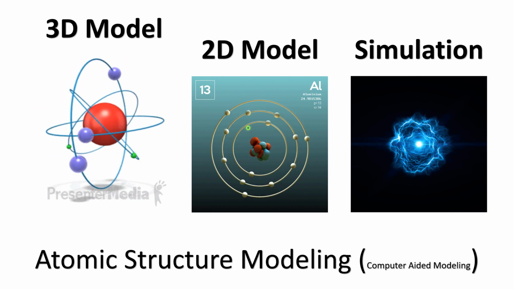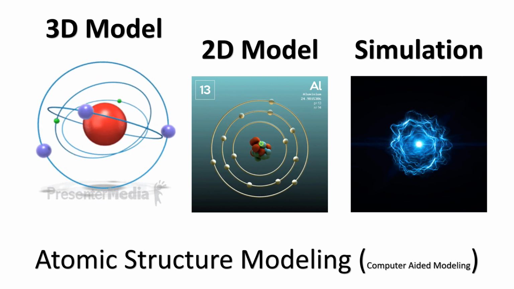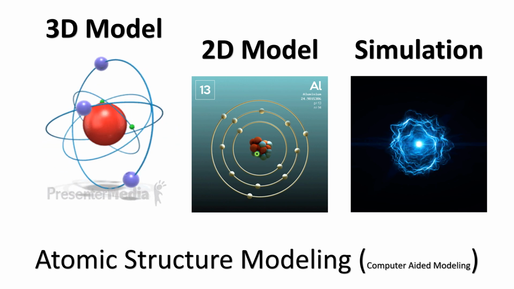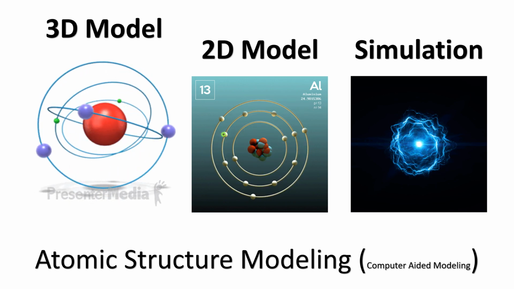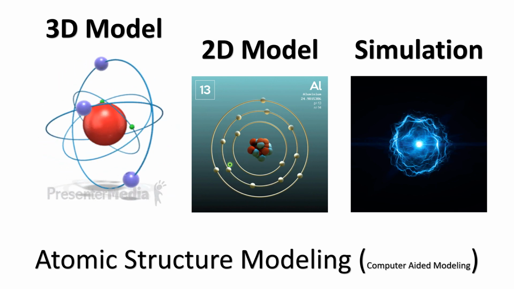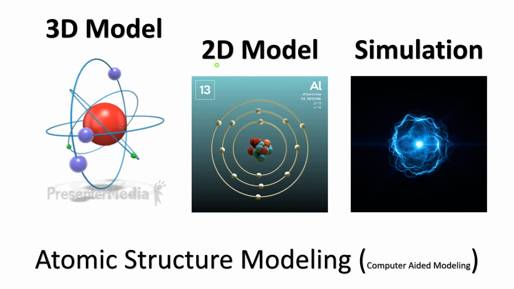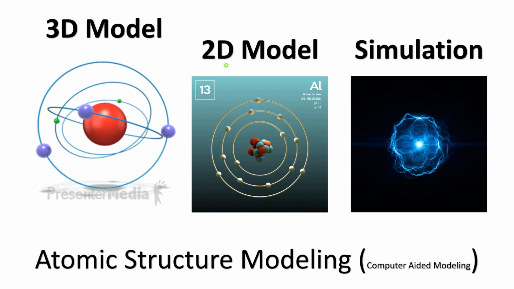In an animation, you can see how the nucleus, the particles inside the nucleus, the protons and the neutrons, are moving, and outside we have the electrons, circling around in orbits. This is a two-dimensional model. What's a two-dimension? I'll explain in a moment.